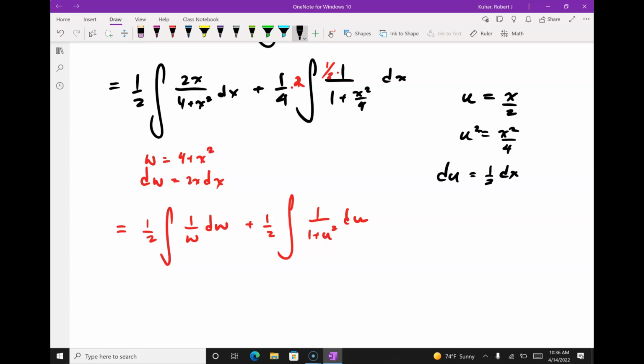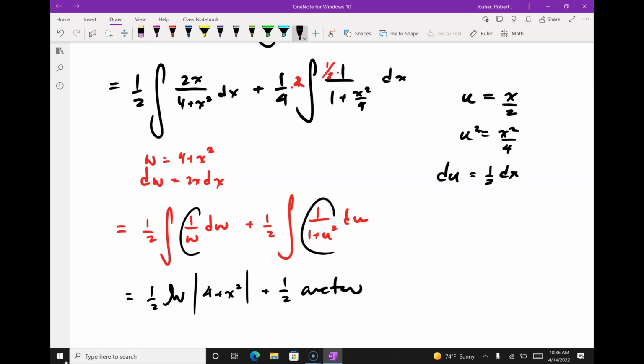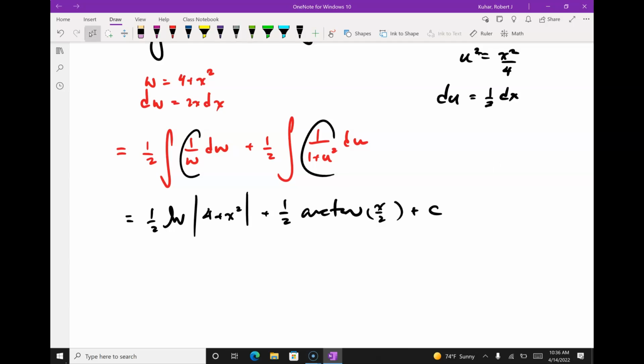I recognize both these antiderivatives, right? I recognize 1 over w and I recognize 1 over 1 plus u squared. So what do I get? Half of the ln of the absolute value of 4 plus x squared plus half of the arctan of x over 2 plus c. And of course you can notice that I don't need my absolute value, right? So I've got the ln of the square root of 4 plus x squared plus 1/2 of the arctan of x over 2 plus c.